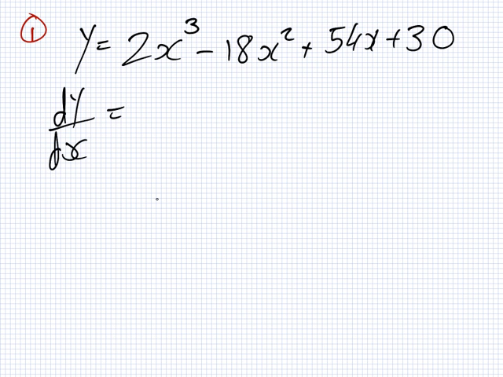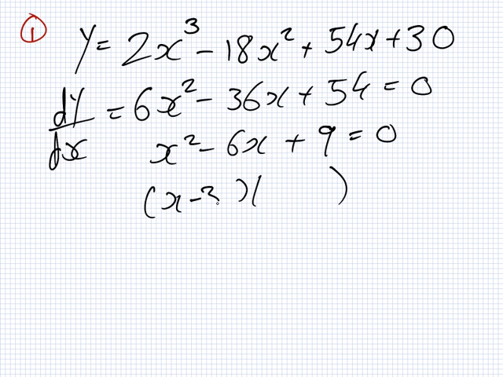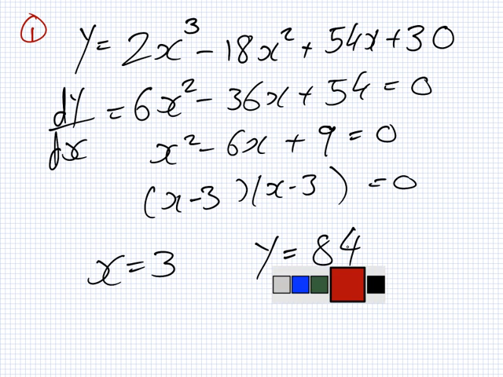So the derivative will be 6x squared minus 36x plus 54 equals 0. So x squared minus 6x plus 9 equals 0. Minus and minus, isn't it? Yeah, minus 3 and minus 3. So this one has only one turning point. So x equals 3, and we get y, 84 then. Okay, great.